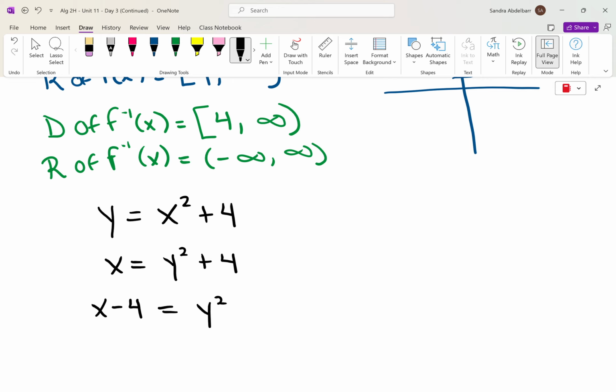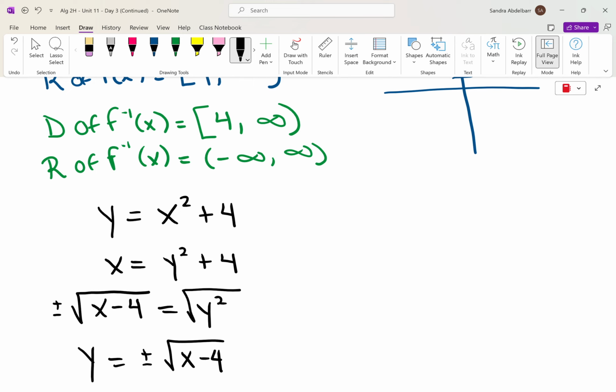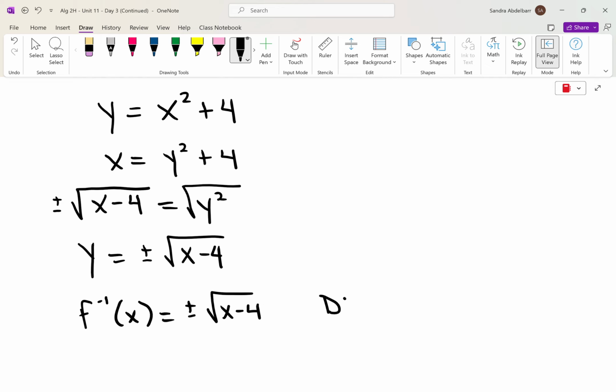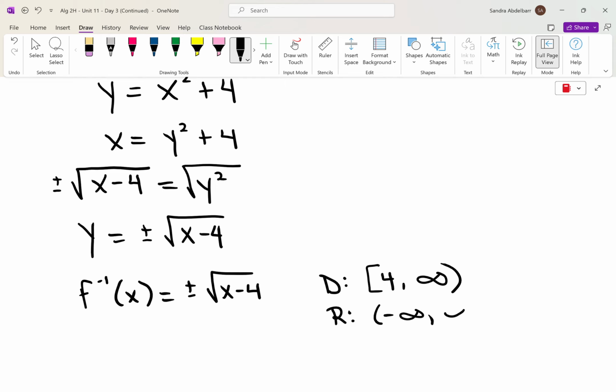Because I'm solving for y and it's squared, to undo a square, what must I take? The square root. But when we're solving and taking the square root, don't I have to account for the positive and negative value of it? So y will equal plus minus the root of x minus 4. So my inverse equation will be plus minus the root of x minus 4. My domain for this is going to be 4 to infinity, and my range will be the infinities.